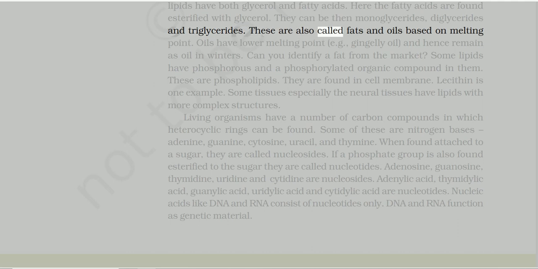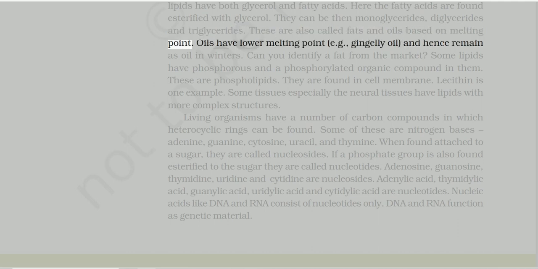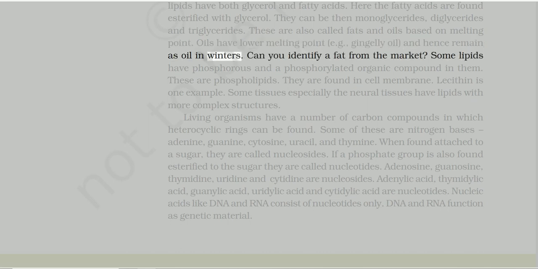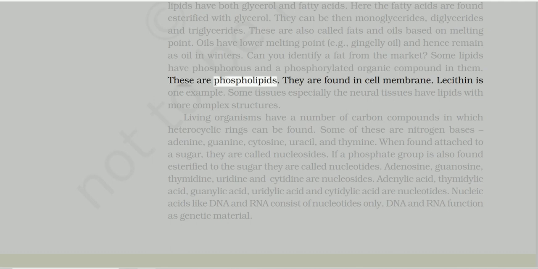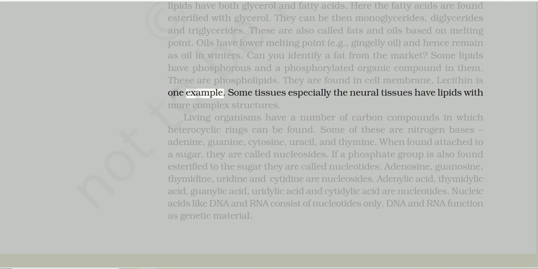These are also called fats and oils based on melting point. Oils have a lower melting point, e.g., gingelly oil, and hence remain as oil in winters. Can you identify a fat from the market? Some lipids have phosphorus and a phosphorylated organic compound in them. These are phospholipids. They are found in the cell membrane. Lecithin is one example. Some tissues, especially the neural tissues, have lipids with more complex structures.